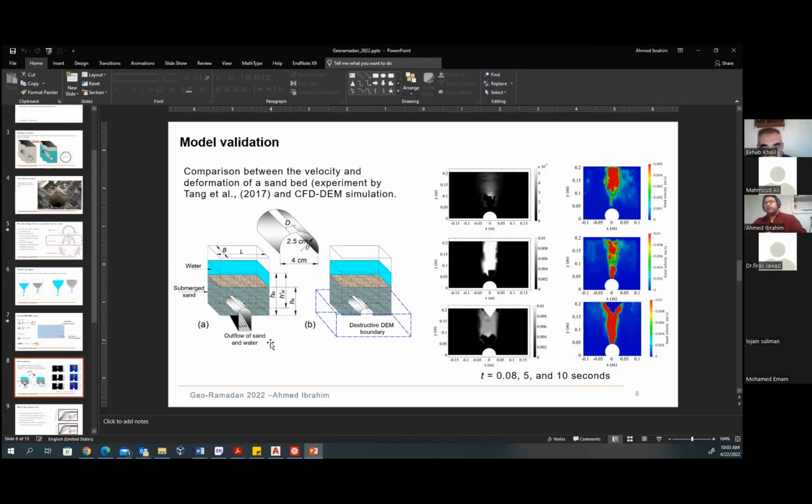Something that is really interesting here, because this is not the only experimental work that has been done on this problem, is that people always examine the effect of groundwater by introducing a submerged bed and then keep increasing or decreasing sometimes the water head above the sand.